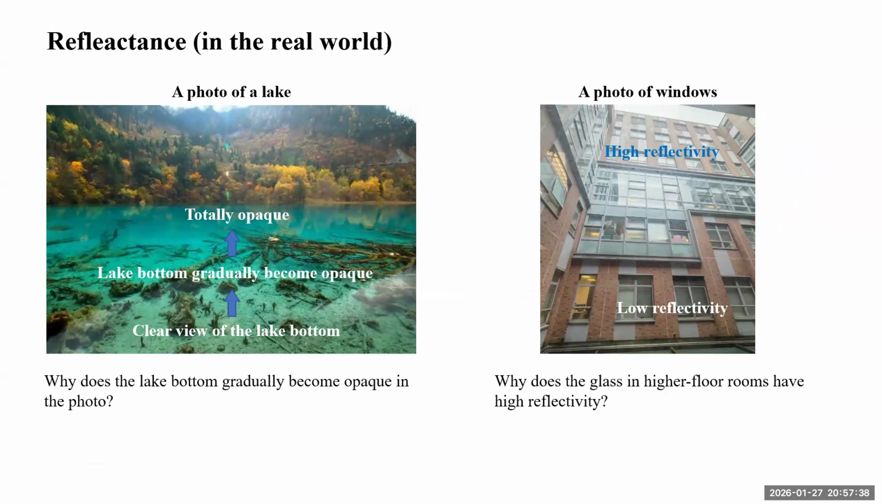Now let's see these two pictures and think about the following questions. First, why does the lake bottom gradually become opaque? And in picture 2, why does the glass in higher floor rooms have high reflectivity? You have 2 minutes to think about this.